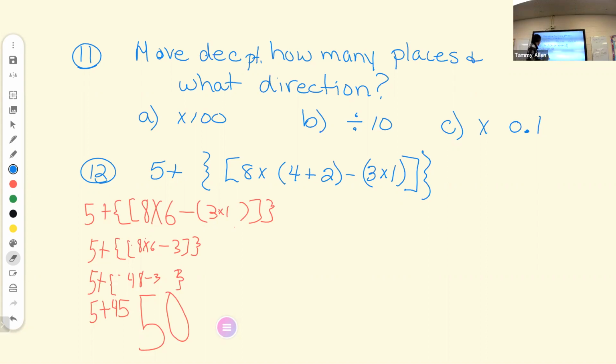Number 12, let's take a look at this. They first did the 3 times 1 and the 4 plus 2 because they were in parentheses. Questions on that step? They then did the multiplication right here. Came up with the 48. Then they subtracted and came up with the 45. Then they added and came up with 50. Any questions on that?